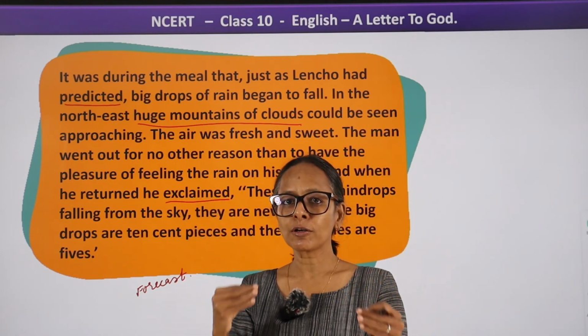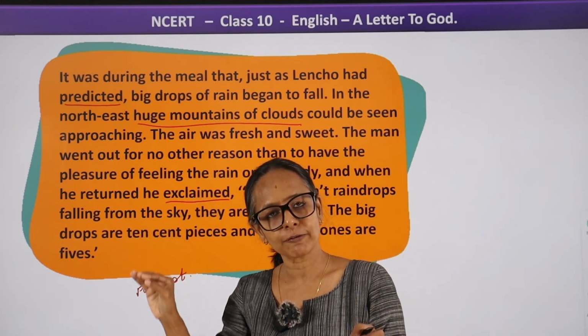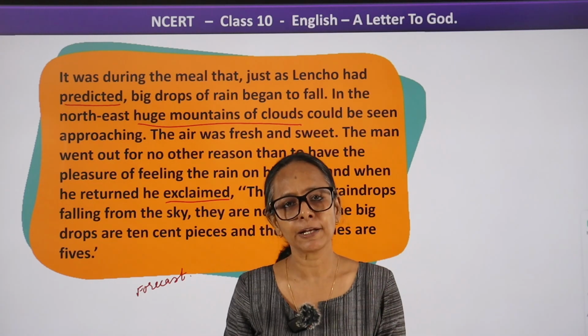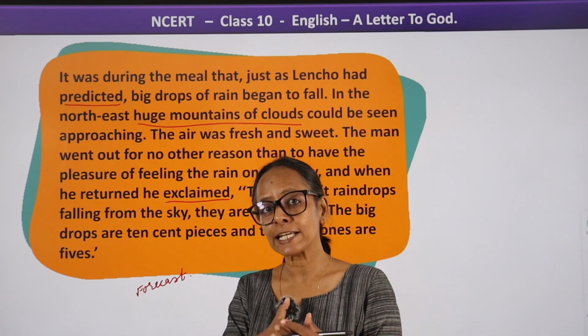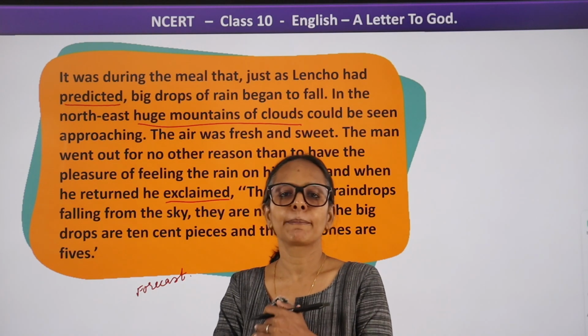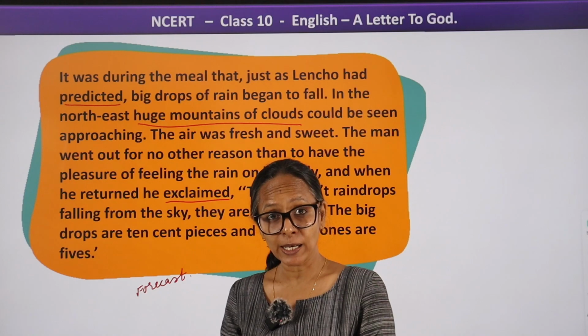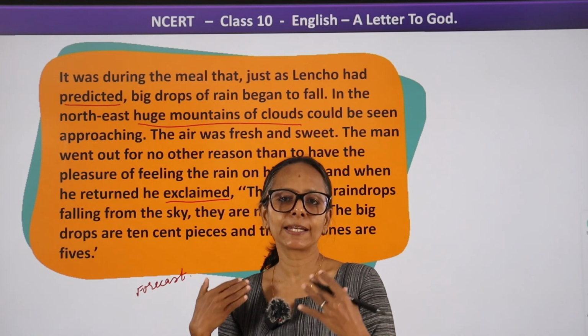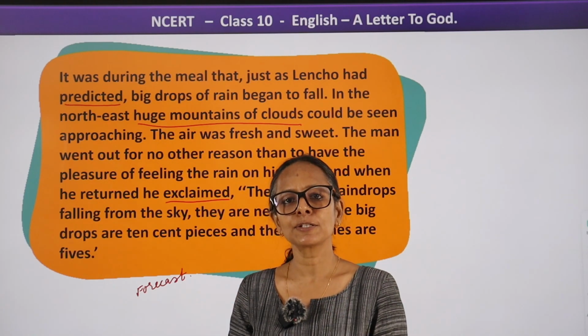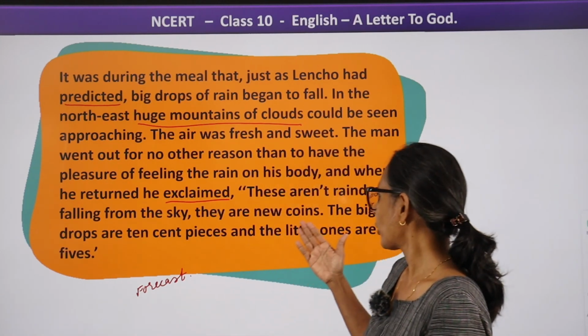So you should not think that it is actually coins falling from the sky. No, it is only raindrops. But why is Lencho calling them new coins? Because these raindrops are going to make his crops grow very well. He can sell them, he can get more money, and that is why he is thinking that they are coins.